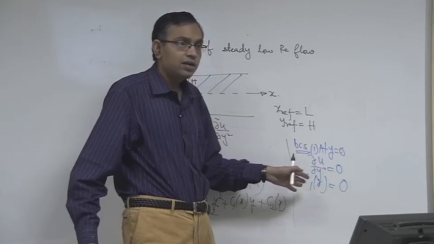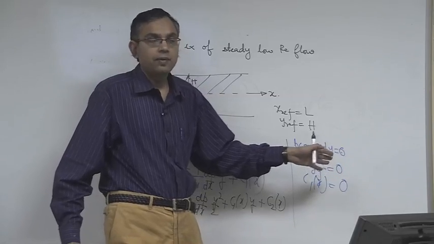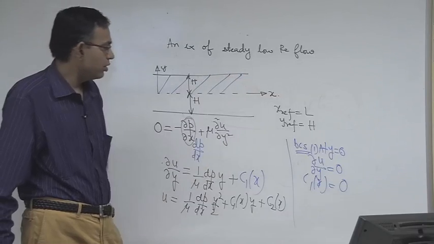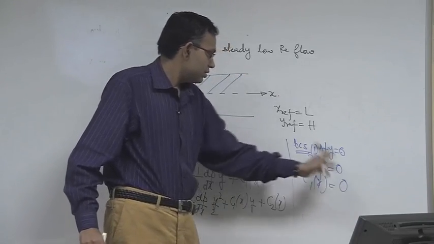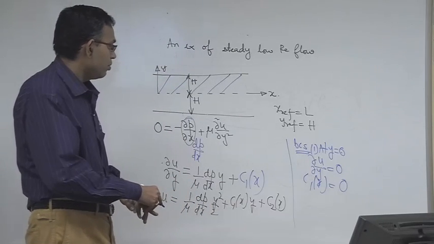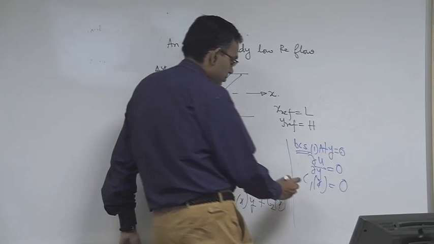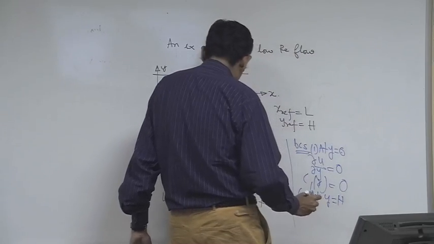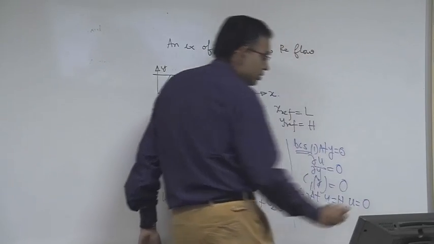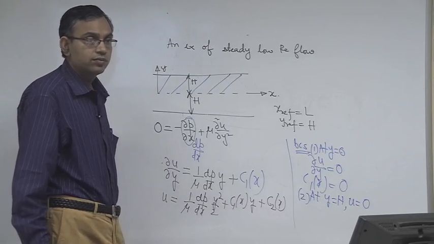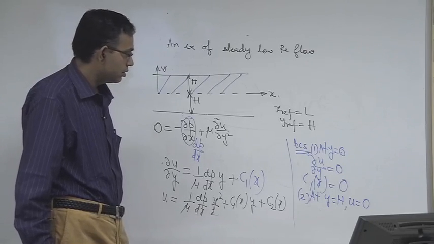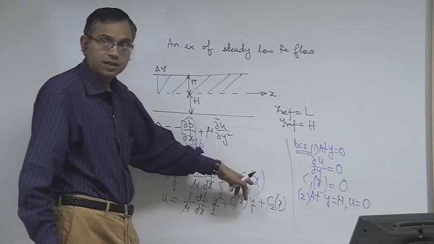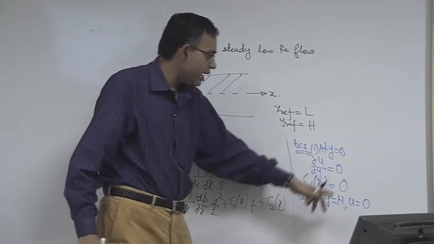So it will literally be a function of x if you have a slip length which is varying along x. So in this case you have C1(x) equal to 0. What is the other boundary condition? At y is equal to h, u is equal to 0, right? At y is equal to 0, du/dy equal to 0, that means C1 equal to 0. So at y is equal to h, u equal to 0.